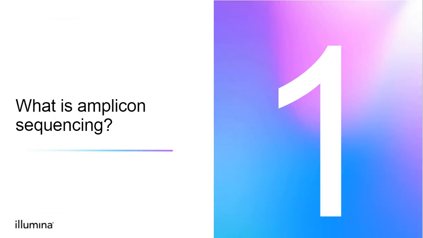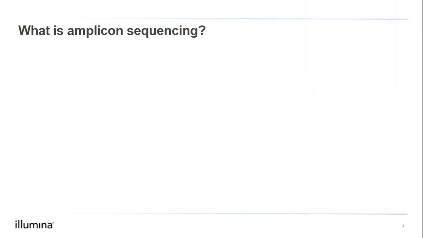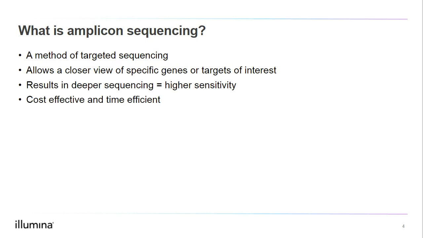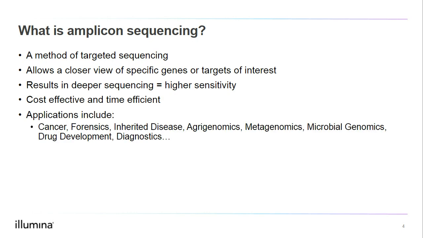So first, what is amplicon sequencing? Amplicon sequencing is a method of targeted sequencing to look at a specific region, locus, or set of regions. It lets us get a closer view of specific genes or targets of interest. It allows for deeper sequencing of these regions, resulting in higher sensitivity. And it is more cost-effective and time-efficient than other types of sequencing, such as whole genome sequencing, when we are interested in only a specific region. Applications of amplicon sequencing include cancer, forensics, inherited disease, agrigenomics, metagenomics, and more.